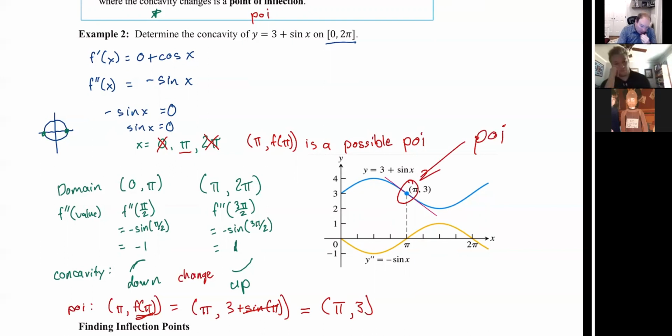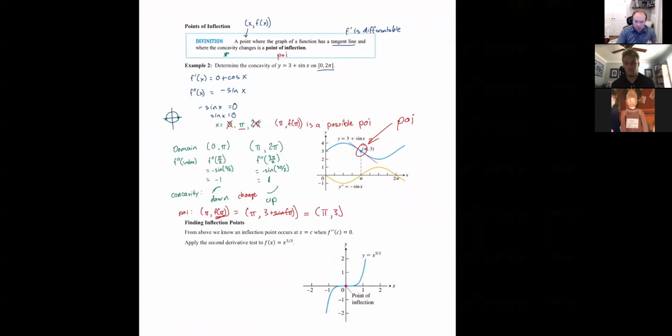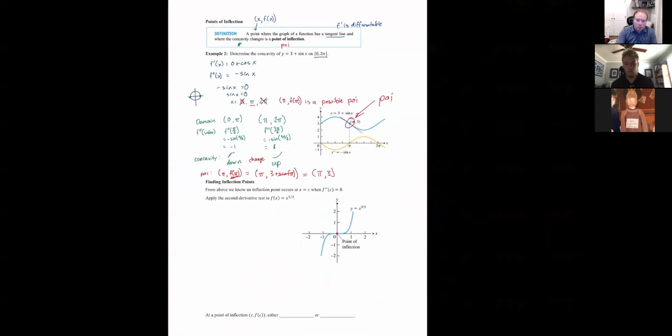So that is how you find points of inflection, and that's just the definition: you still have to make sure that there is a change in concavity. We have a few more examples we can go through, but let me go ahead and pause just for questions.